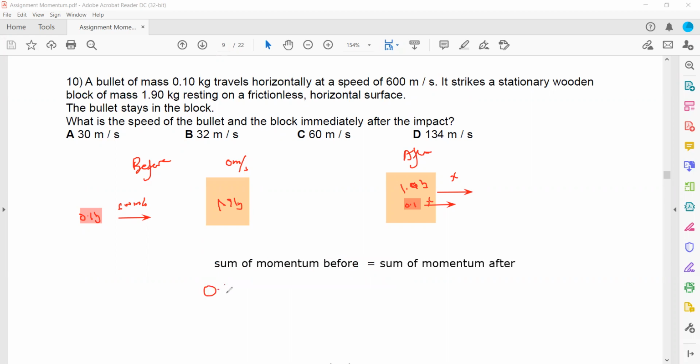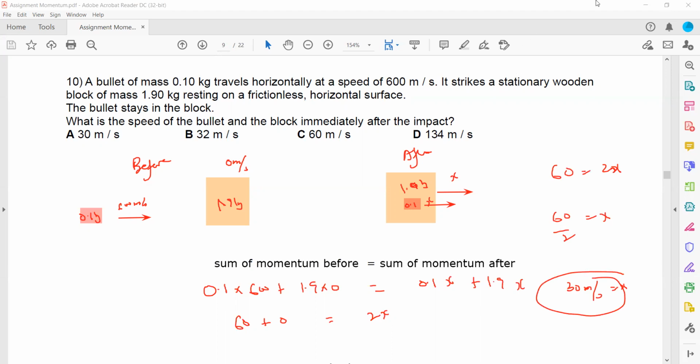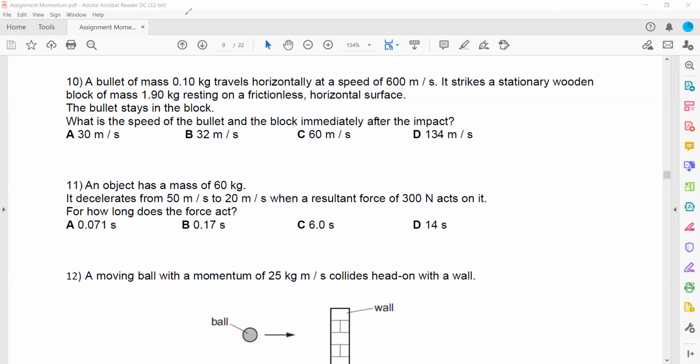So 0.1 multiplied by 600 plus 1.9 multiplied by 0 is equal to 0.1 into x plus 1.9 into x. So 0.1 times 600 is 60, plus 0, is equal to 0.1x plus 1.9x, so the sum will be 2x. So 60 is equal to 2x, so x is equal to 60 divided by 2, so x is 30 meter per second. That's why A will be the right answer.